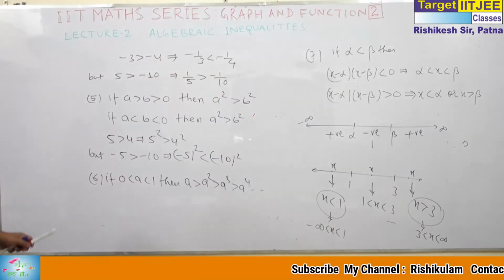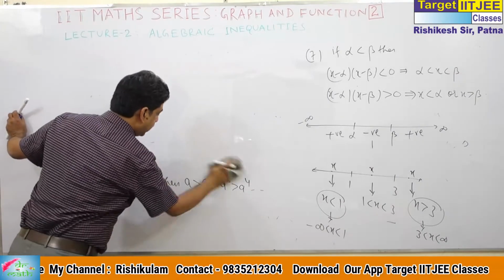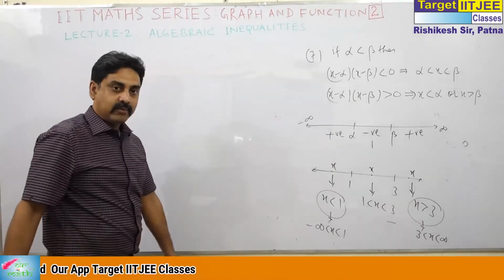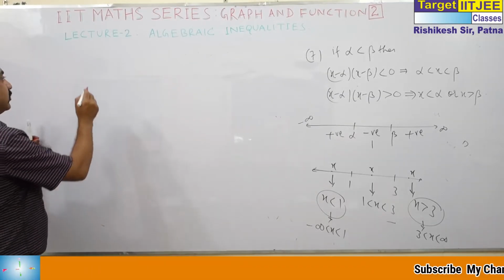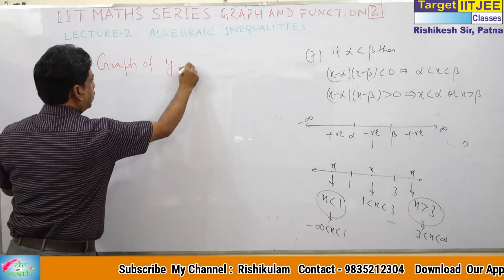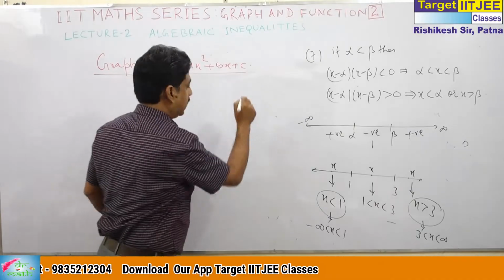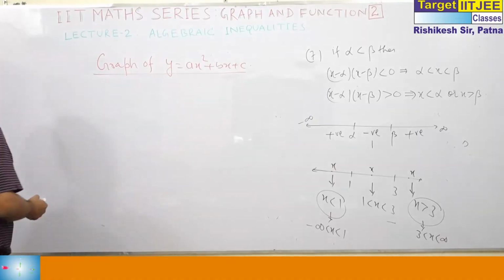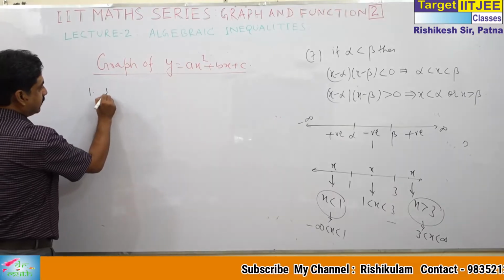These are basic rules. Now, let me move to quadratic inequality, or summarize quadratic inequality. I hope you have done quadratic inequality. But before that, I would like to review the graph of y equals ax square plus bx plus c. I have also done this in the quadratic equation chapter. Let's review what the main points are.